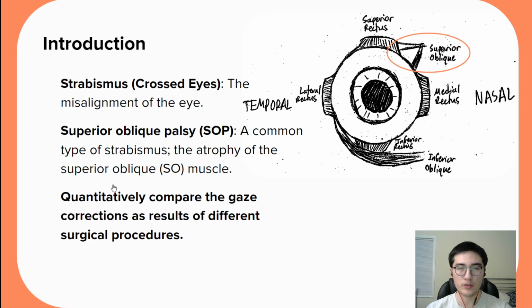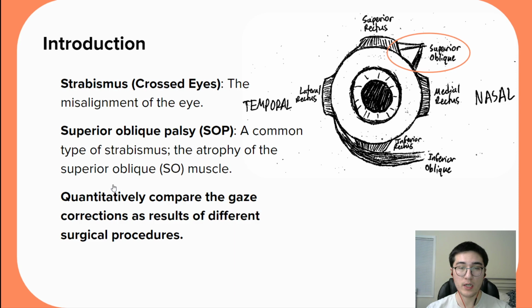in neural control or extraocular muscle imbalances. On the right is an image of the 6 extraocular muscles. Superior oblique palsy, or trochlear nerve palsy, is when the superior oblique muscle atrophies. This hinders the eye's ability to move in certain ways, causing strabismus.